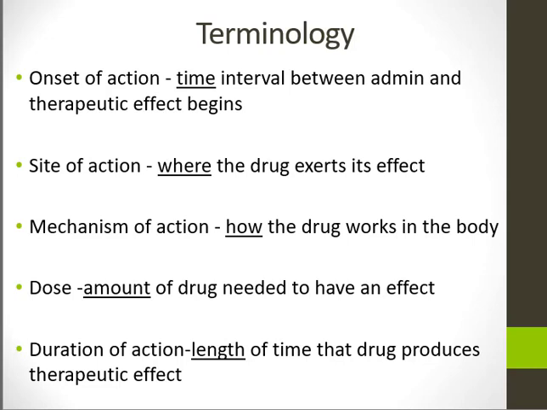The mechanism of action: how the drug works. So again, we'll stick with ibuprofen. How does that work? It inhibits or stops prostaglandin synthesis. The dose: how much do I need to have an effect? So if we're still talking about ibuprofen, each pill is usually about 200 milligrams.